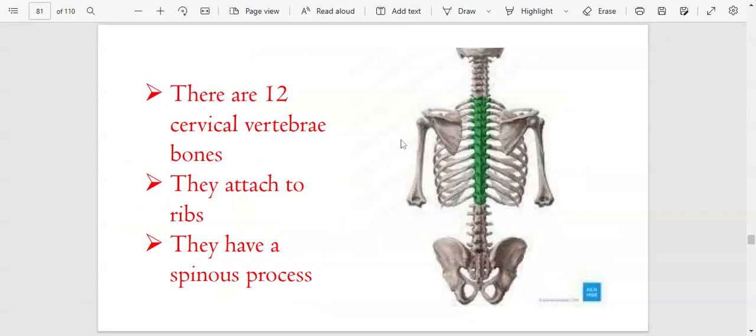Now the cervical vertebrae, when you touch your back, you are going to feel them. And those things that you get to feel, that is actually what we call the spinous process when you touch your back.